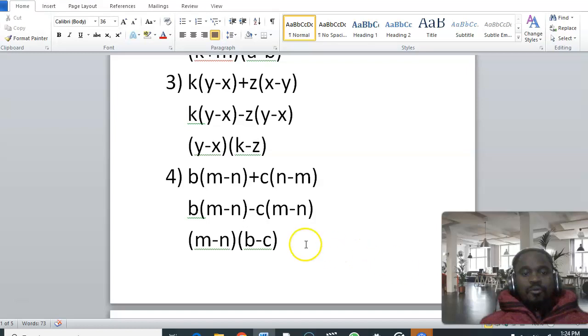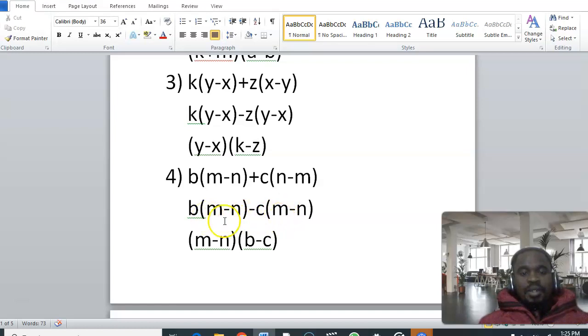Then this one also, we have b times m minus n plus c times n minus m, similar to the first one. So they look alike. This is m minus n, this is n minus m. So we need to write it the same. So we are going to have b into m minus n. This is plus, change it to minus, so it's going to be minus c. Then we are going to have m minus n. This minus m is going to be plus m, and this plus n is going to be minus n. Now they are the same.